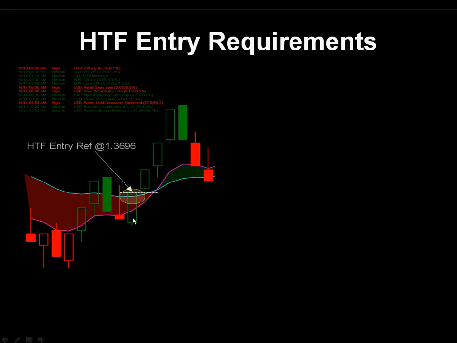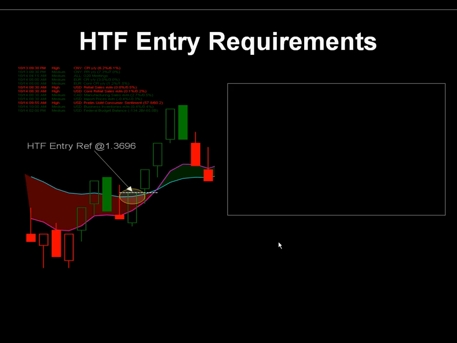And once we have those 3 conditions, the signal candle here for this one must be green. So the color must align with the direction we are going to focus. For this long opportunity, this green candle was the signal candle. And we have the price breaking above at 136.96 as our higher time frame entry reference.